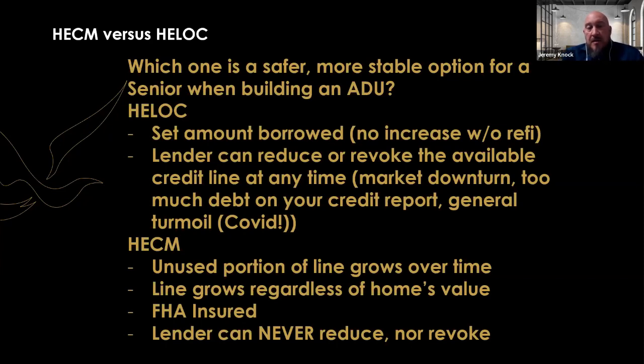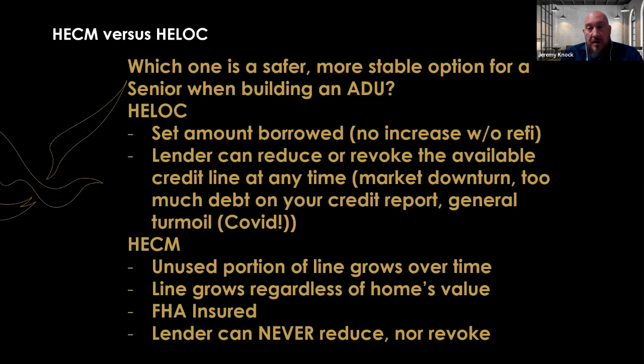The other thing is the lender can reduce or revoke the available credit line at any time, whether there's a market downturn, you have too much debt on your credit report. They pull soft pulls all the time on credit and they analyze your debt to income ratios and they go, this looks like it's going sideways. We're just going to reduce it down to whatever they're owed. Or if there's just general turmoil.